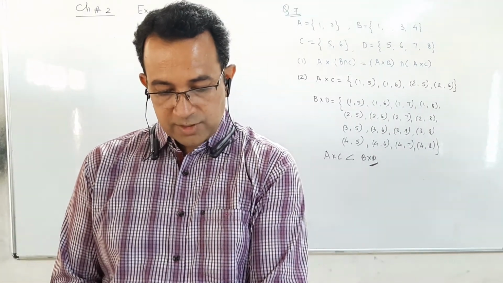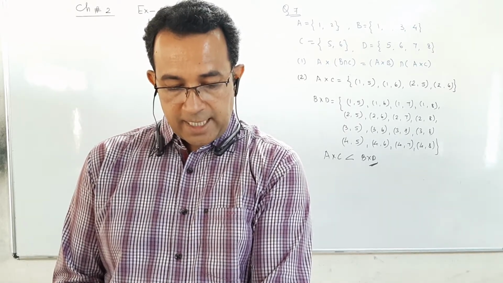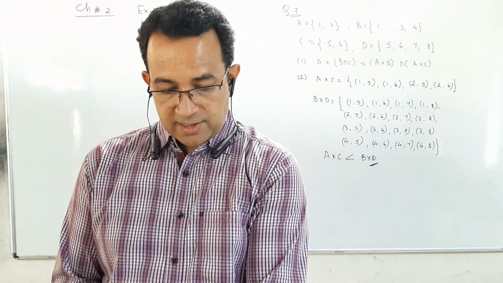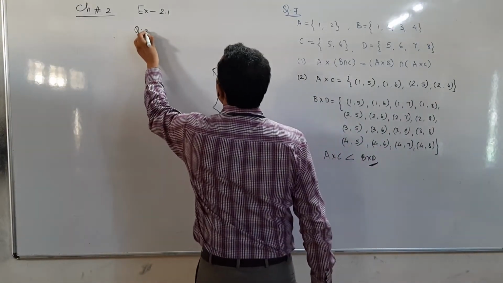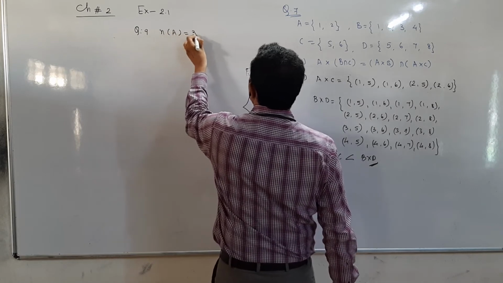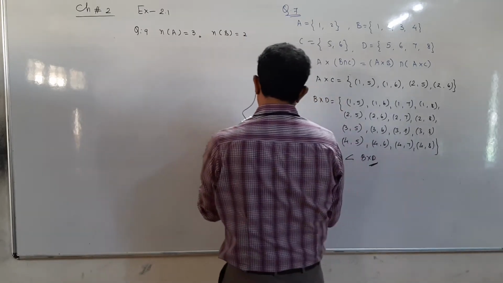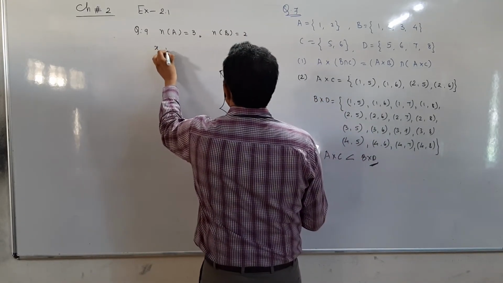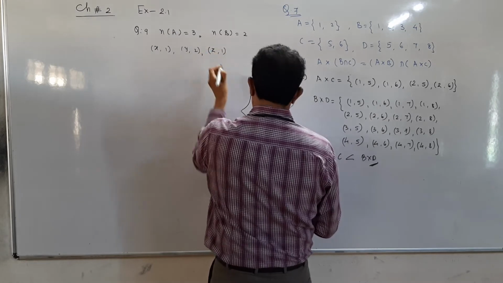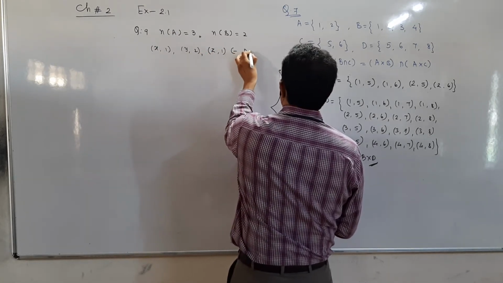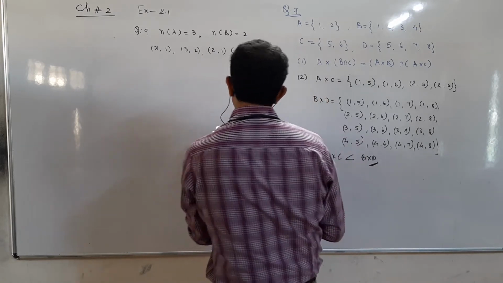Now for the time being, students, I am not doing question 8, I am doing question 9. Let A and B be any two sets such that n(A) is 3 and n(B) is 2. Okay, students, question 9. And the ordered pairs (x, 1), (y, 2), and (z, 1) belong to A cross B. Which are the three ordered pairs? (x, 1), (y, 2), and (z, 1) belong to A cross B.